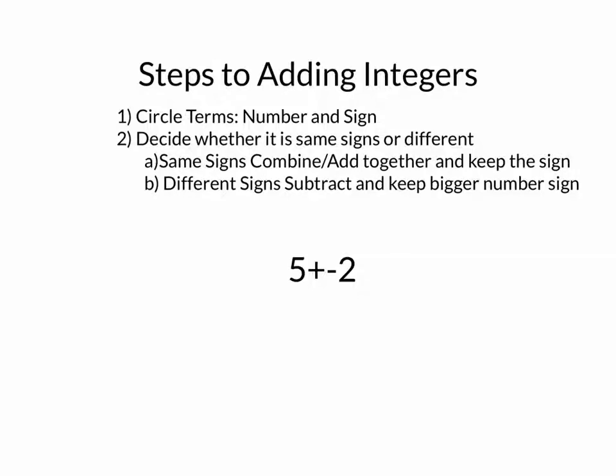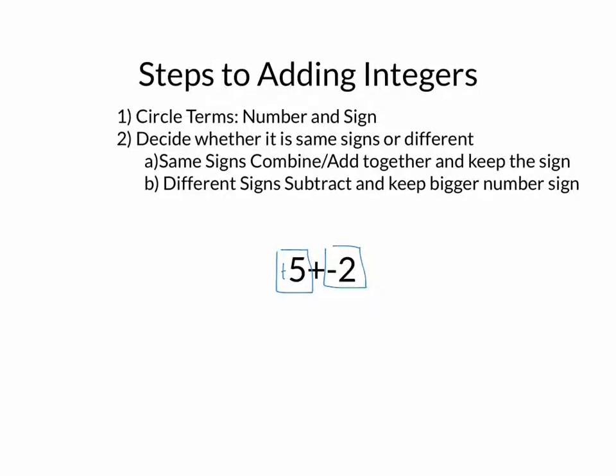A term is a number and a sign. So if I'm talking about 3, that would not be a term because I need a positive 3 or a -3. It has a sign in front of it. So if I'm circling terms, I'm going to go ahead and box that positive 5 there. Then if I circle the other term, that negative is in front of it, so it's a -2. So I have a positive 5 and a -2.